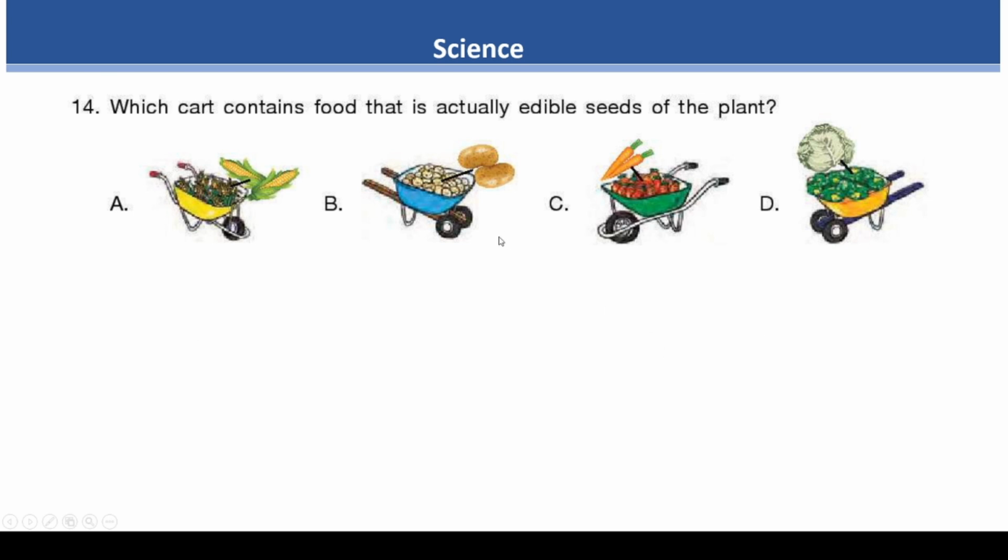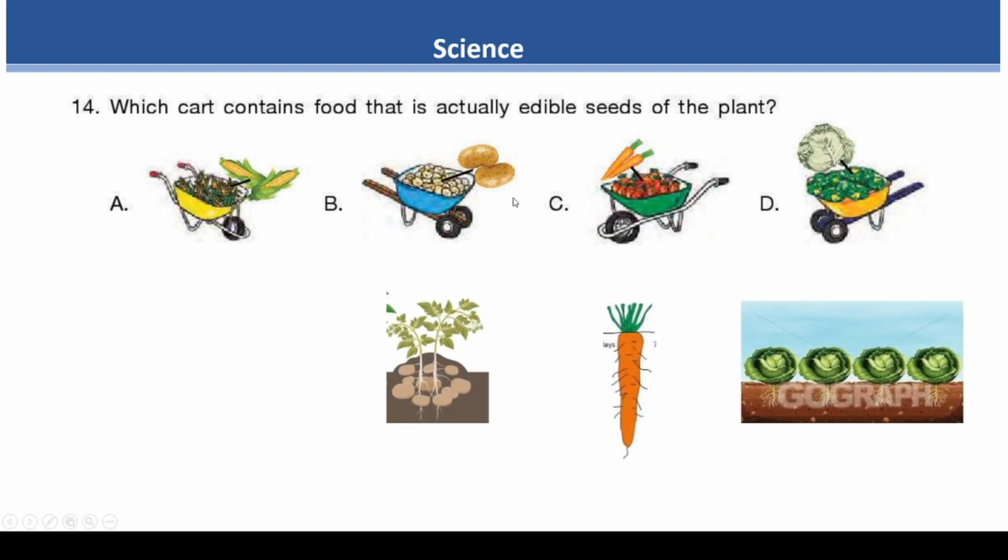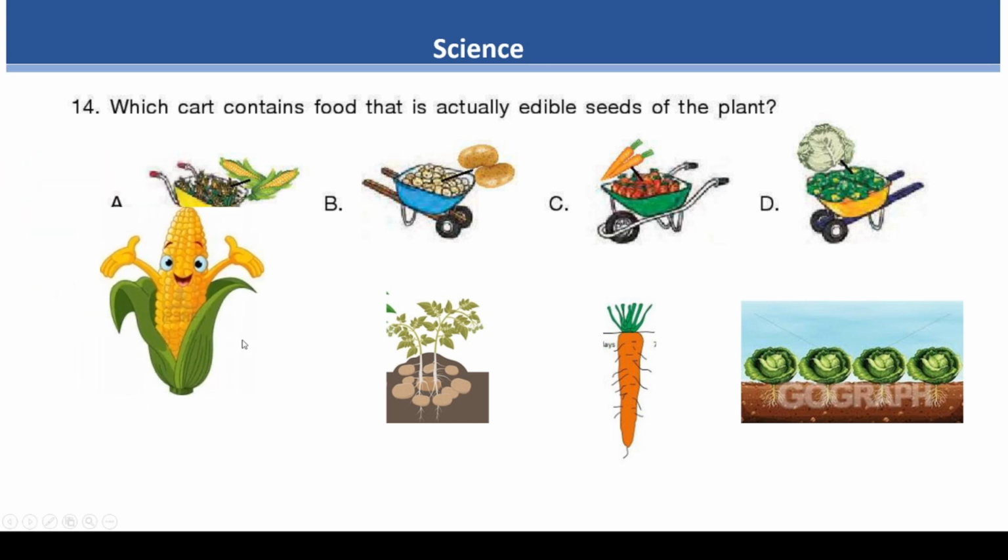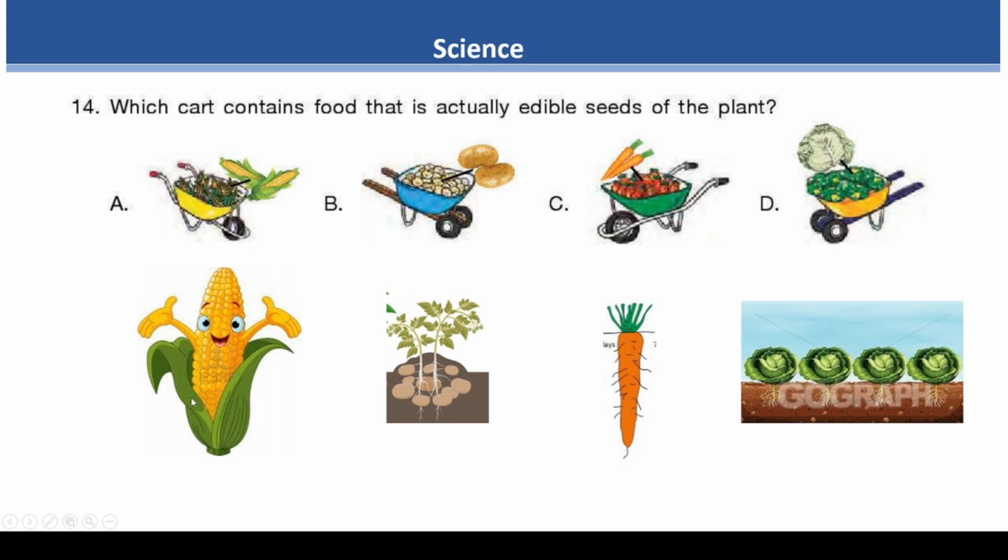Well, let's look at options B, C and D first. B, which is potato, is the stem of a plant. It is not the seed. Carrot is the root, and cabbage are the leaves that form the food, and it's not a fruit, does not contain seed. It's only corn that we eat, which are nothing but the seeds of the plant. Hence the right answer is option A.